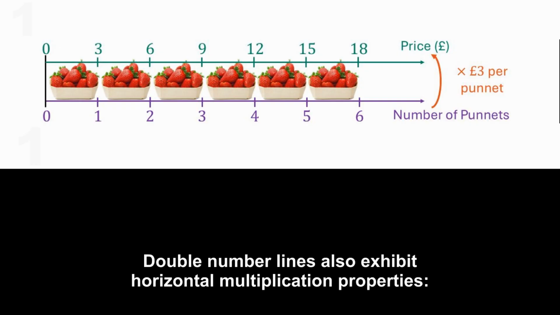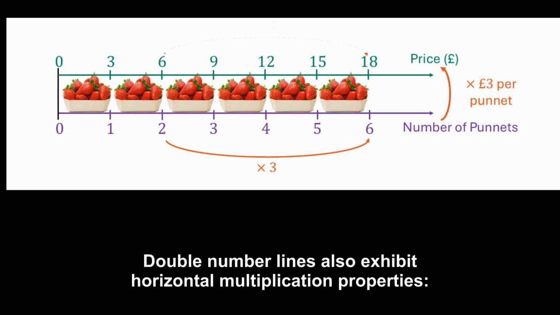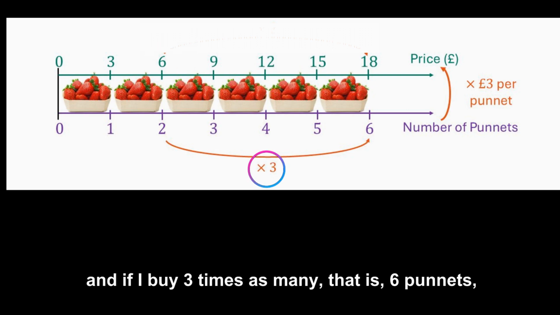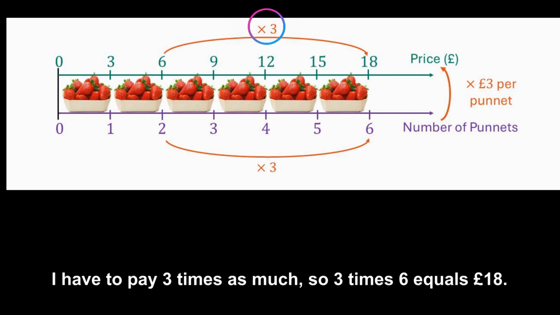Double number lines also exhibit horizontal multiplication properties. For instance, if I buy 2 punnets, this costs me £6. And if I buy 3 times as many, that is 6 punnets, I have to pay 3 times as much, so 3 times 6 equals £18.